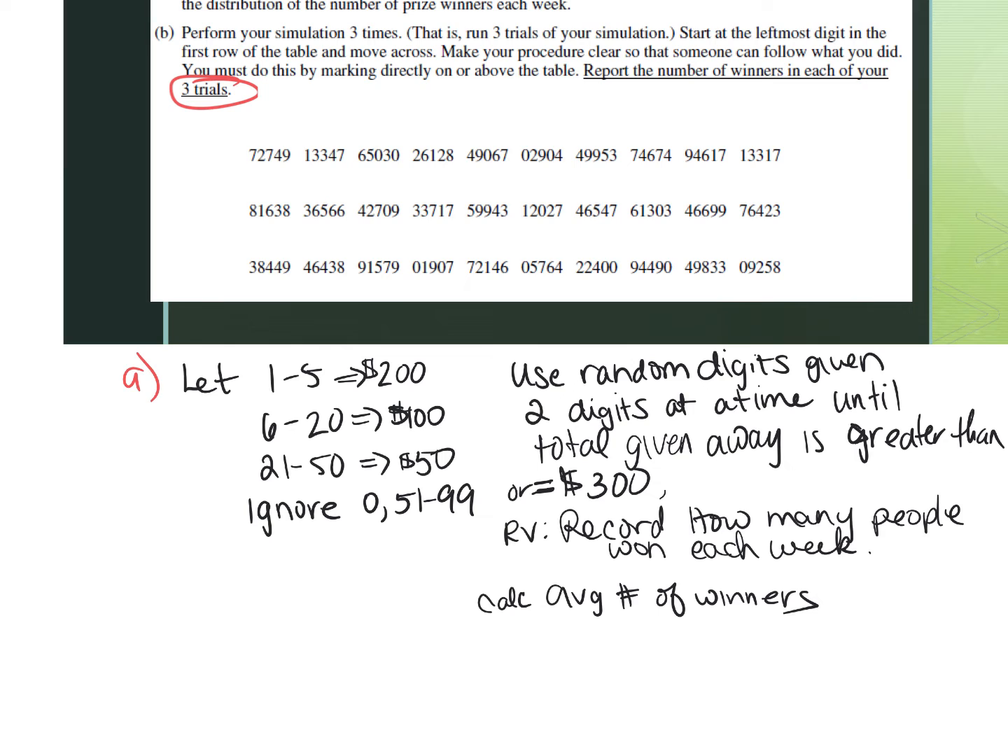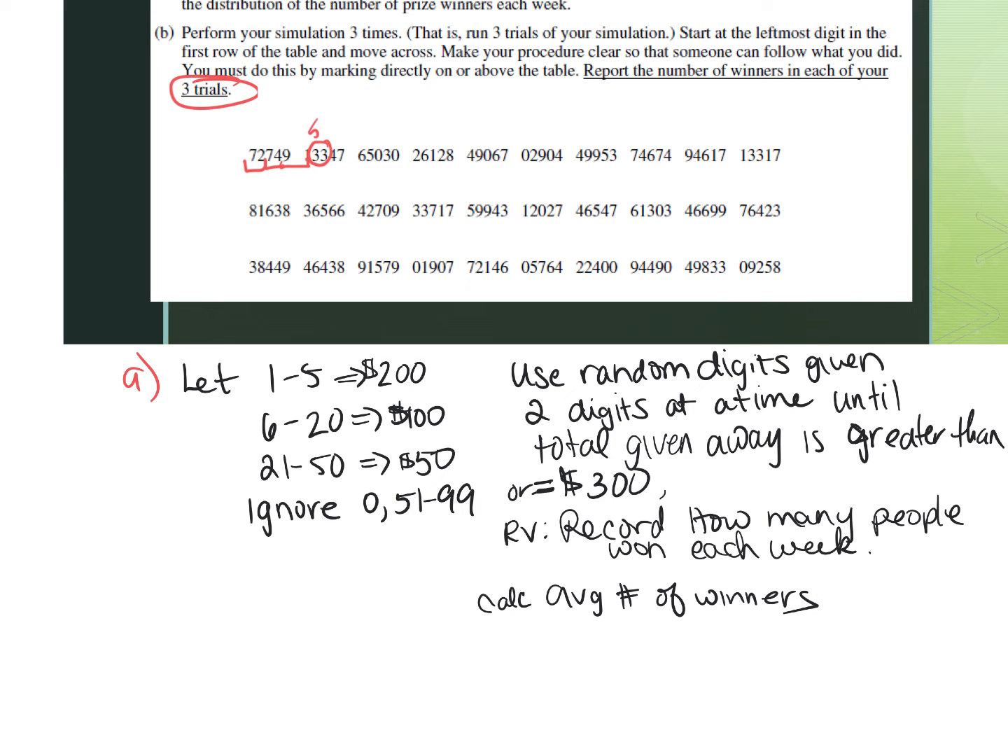Yes? I don't fully understand the total given away is greater than or equal to 300. So when I pull up the first number, okay, let's start our trials. It'll start making sense. 7. How much does the person who has 7, what? Oh yeah, you're right. Sorry, 72. 72, that's an ignore, right? 74 is ignore, 91 is ignore. Okay, here's our first winner, 33. So that person has the card that has the number 33 on it. How much money did they win?